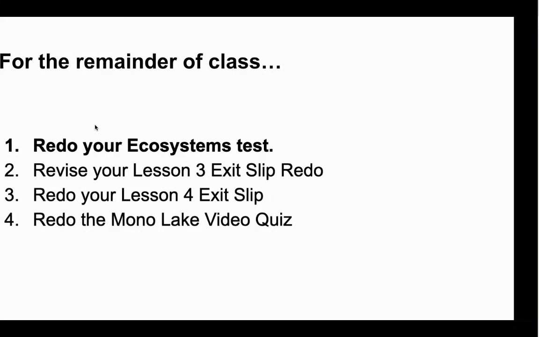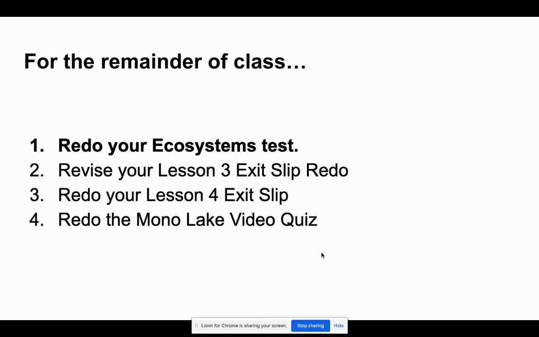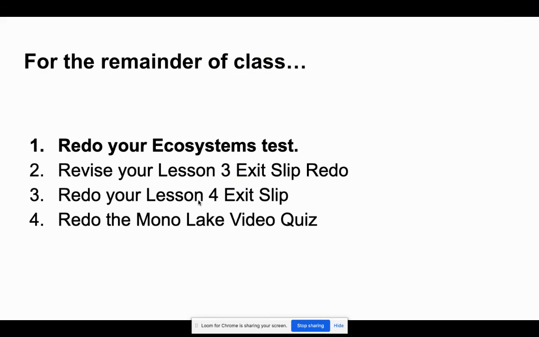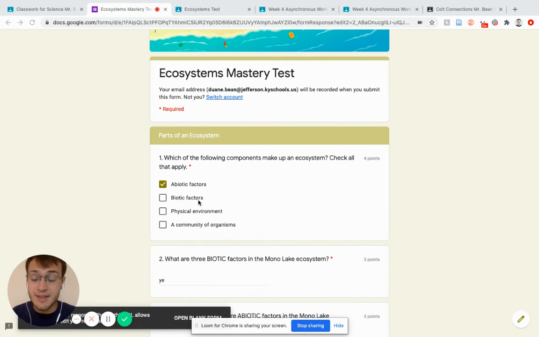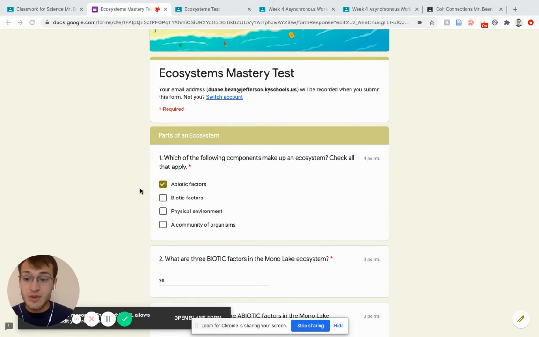And then when you're done, you can also go back and revise your lesson 3 exit slip redo. Sorry, that's only if you're in classes 4, 5, and 7. And then if you're in any class watching this, you can also redo your lesson 4 exit slip to improve your score. And then lastly, there are still a few students who have not done the Mono Lake video quiz, or who did it and did not get a great score. So you can also go back, watch that video, and then redo the quiz.